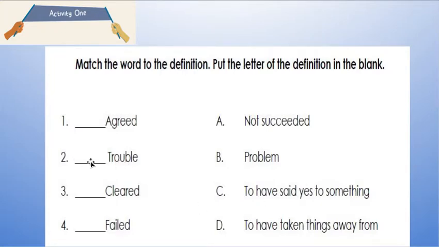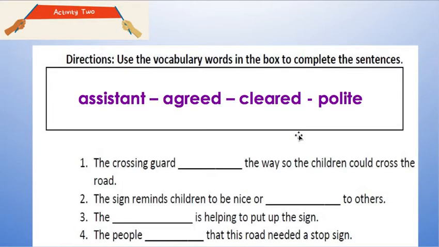Now, number 2, trouble. Trouble, is it not succeeded, problem, or to have taken things away from? Wonderful, it is problem. Trouble means to have problem. Cleared, is it not succeeded, or is it to have taken things away from? Mashallah, excellent, well done. To have taken things away from, and failed is not succeeded. Now let's go to the next one.